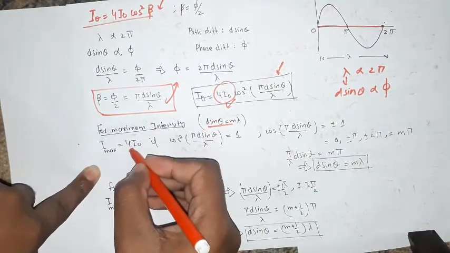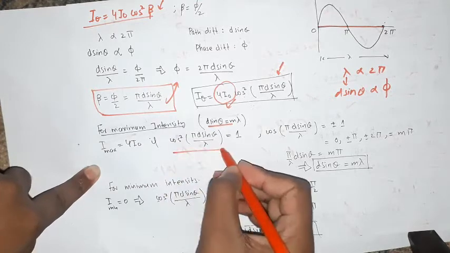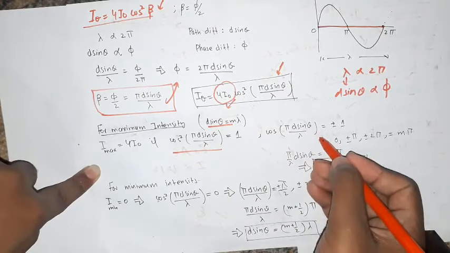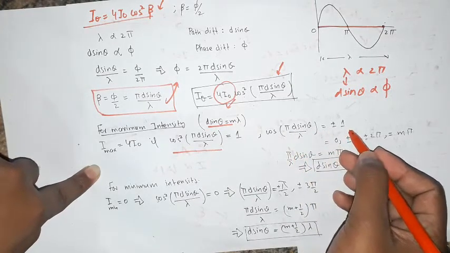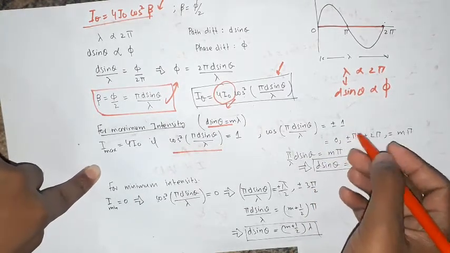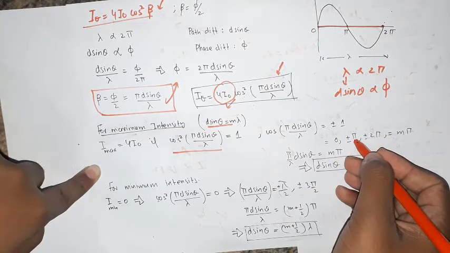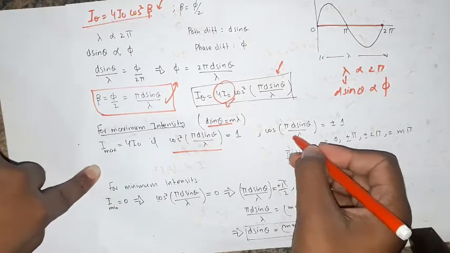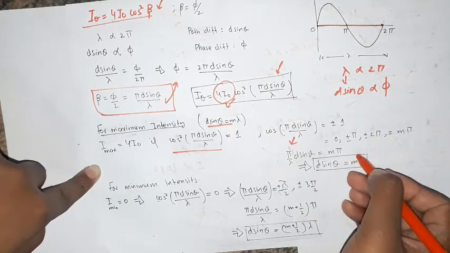So maximum intensity will be equal to 4 I naught, and it is only 4 I naught if this factor cos square pi d sine theta by lambda is equal to 1. Or I can take the square root, so this gives me cos of pi d sine theta by lambda is equal to plus minus 1. Cos of 0 is 1, cos of pi is minus 1, and cos of minus pi is minus 1. So we know this is equal to m pi.